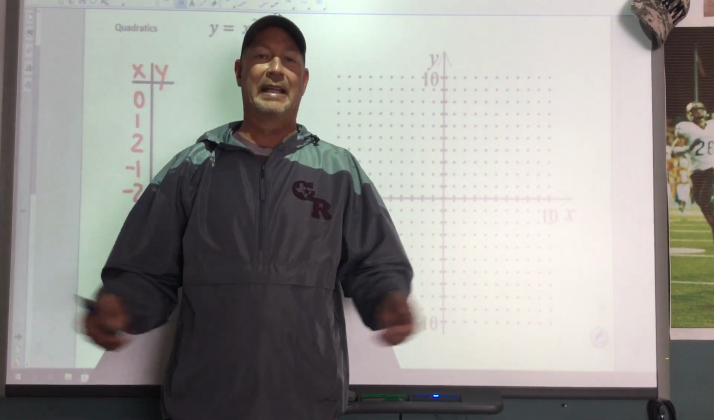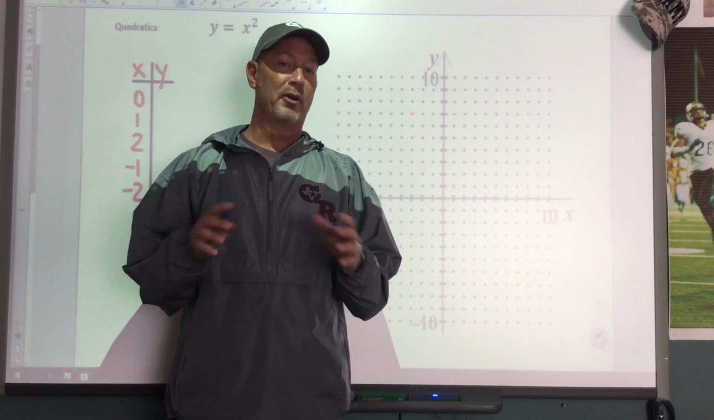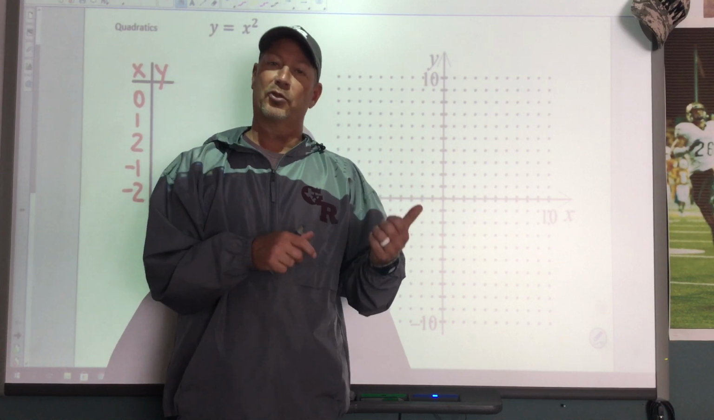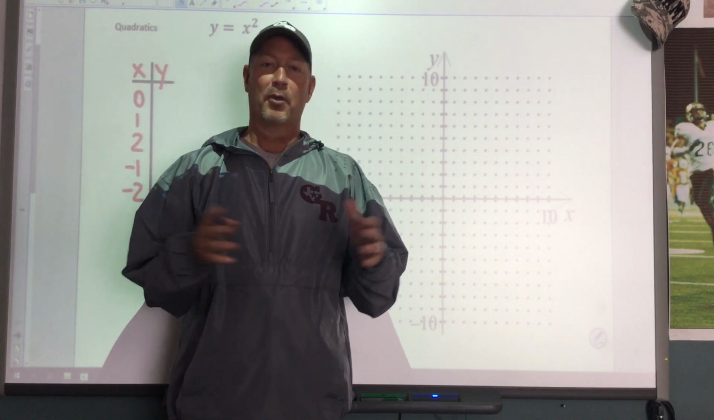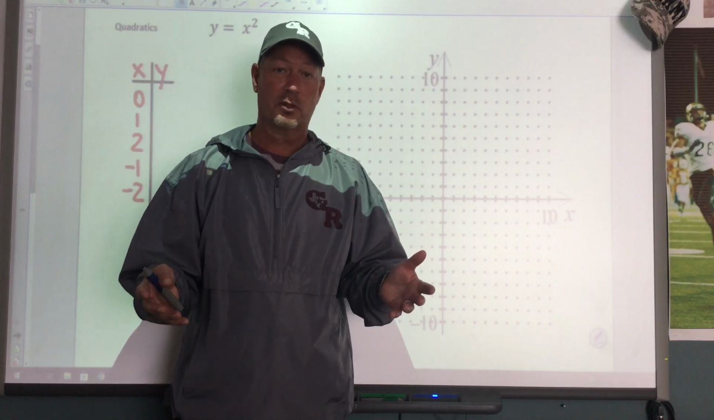Hey, Coach Reeves here, and today we're going to start quadratics. Now, quadratics are going to be very similar to absolute value, but there'll be a couple of differences, and I'll have to show you what those are, okay? But for the most part, everything's going to be the same as far as transformations, okay?